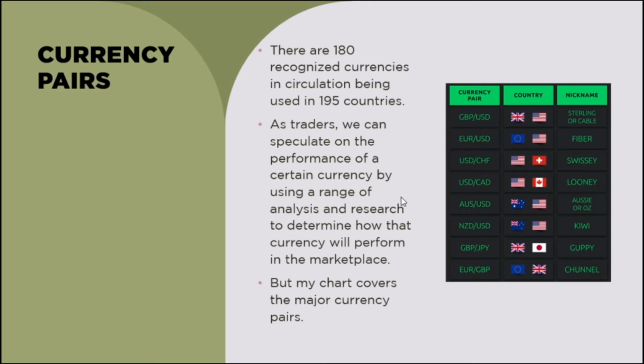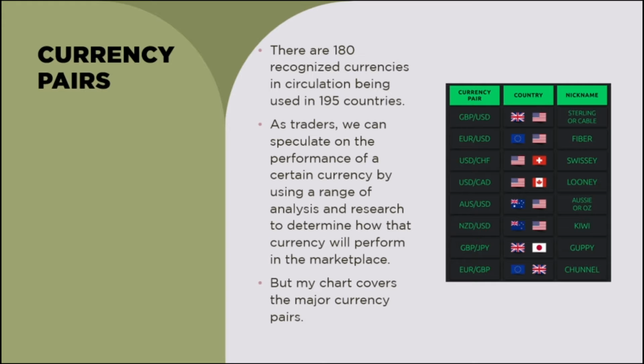Alright, so what I had to start learning is about the currency pairs. There are 180 recognized currencies in circulation being used in 195 countries. As traders, we can speculate on the performance of a certain currency by using a range of analysis and research to determine how that currency will perform in the marketplace. But my chart covers the major currency pairs. So there are 8 major currency pairs that I'm learning, and I'm gonna break it down.